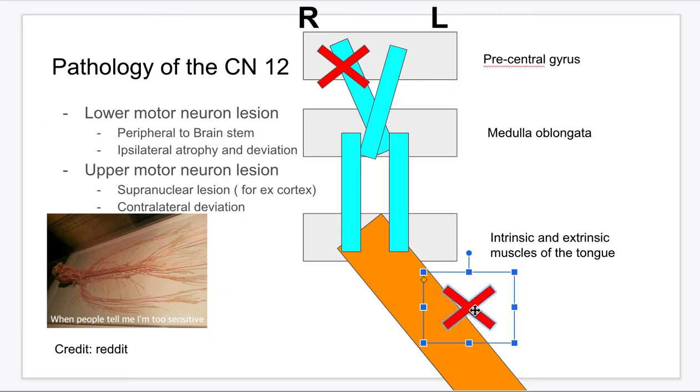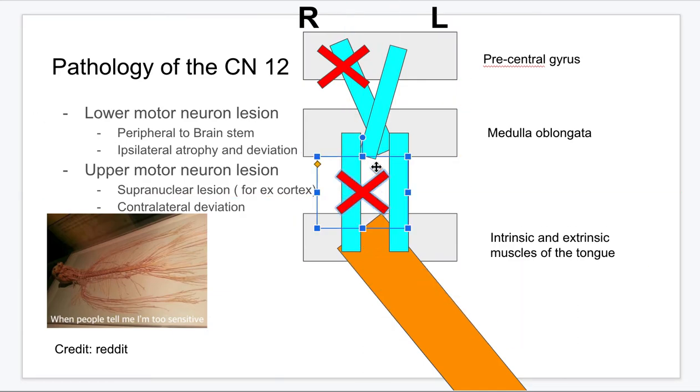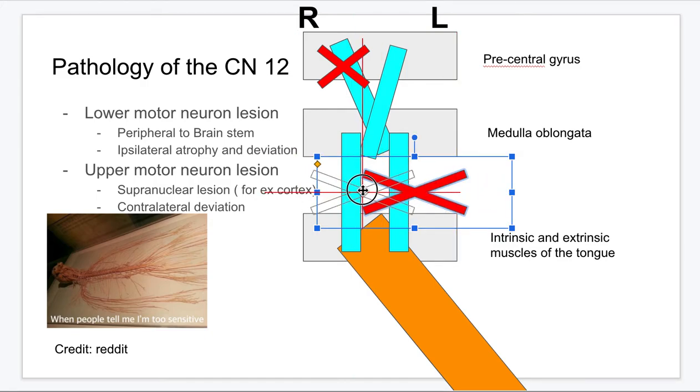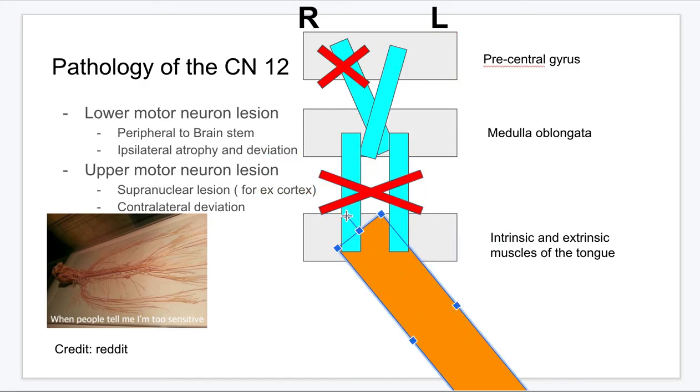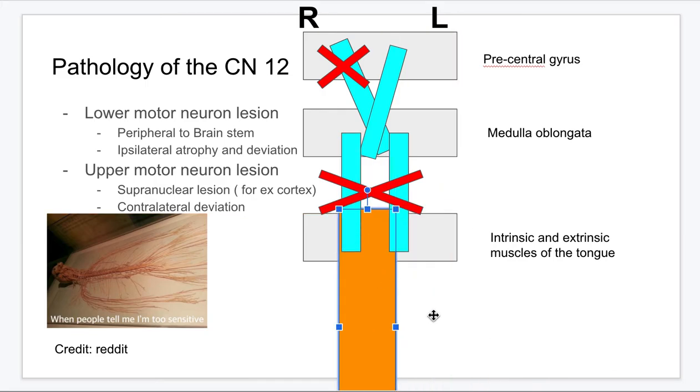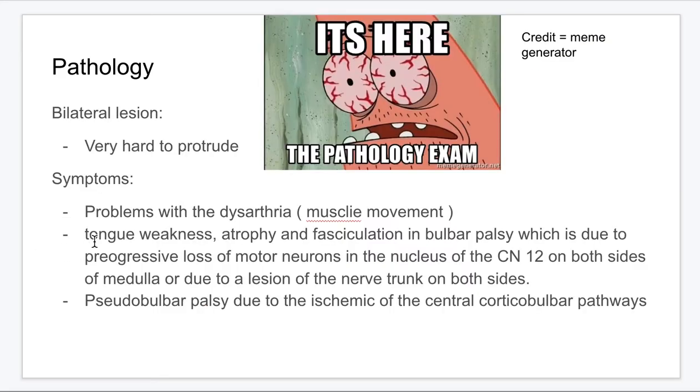What's going on here? Let's say I get a bilateral lesion, a lesion of both of those two peripheral nerves. What's going to be the manifestation? First of all, the tongue won't be able to stick out. I'll draw this tongue as very small. It won't be able to stick out, so it'll be very hard. And whenever we ask him to speak, he'll have dysarthria, so he'll have problems with speaking. And again, he'll have fasciculations, atrophy, and weakness of the tongue.